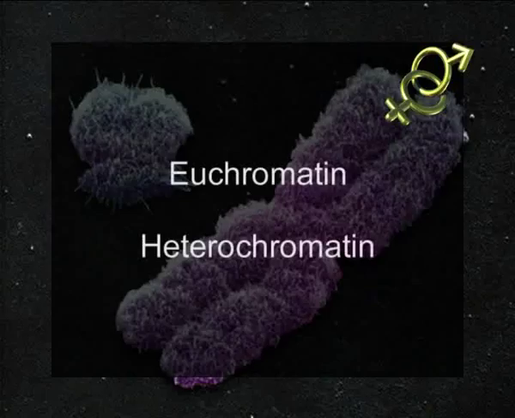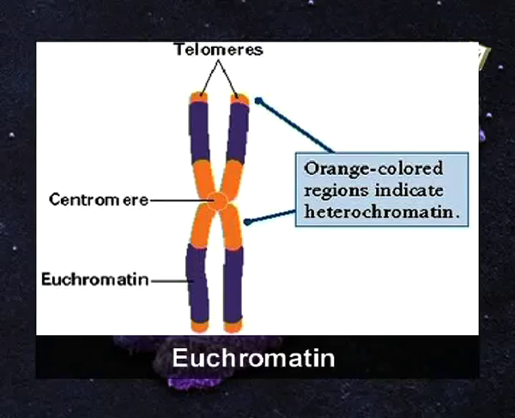The X chromosome has a large amount of euchromatin and small amounts of heterochromatin. The euchromatin has a large amount of DNA material, much genetic information. The Y chromosome contains small amounts of euchromatin and large amounts of heterochromatin. The Y chromosome has little genetic information. Therefore, sometimes it is referred to as genetically inert or inactive.